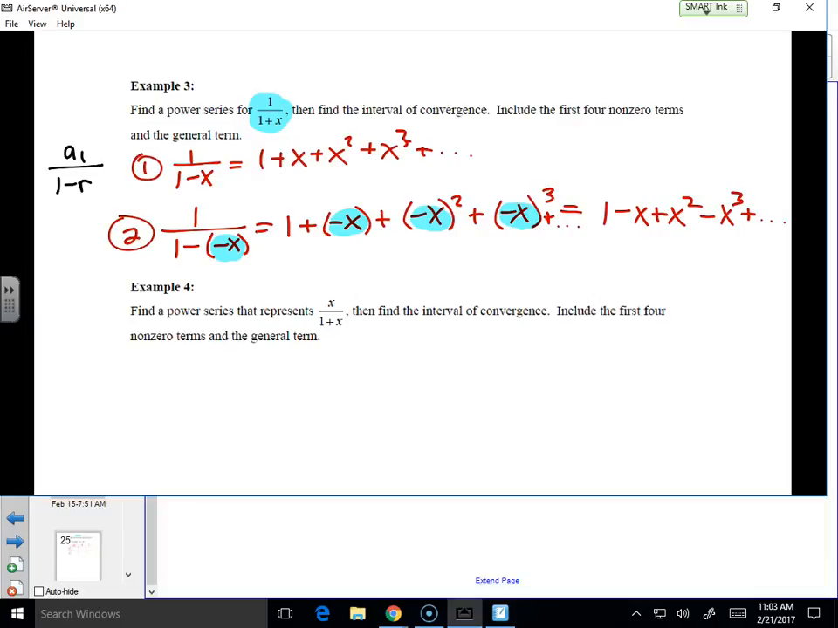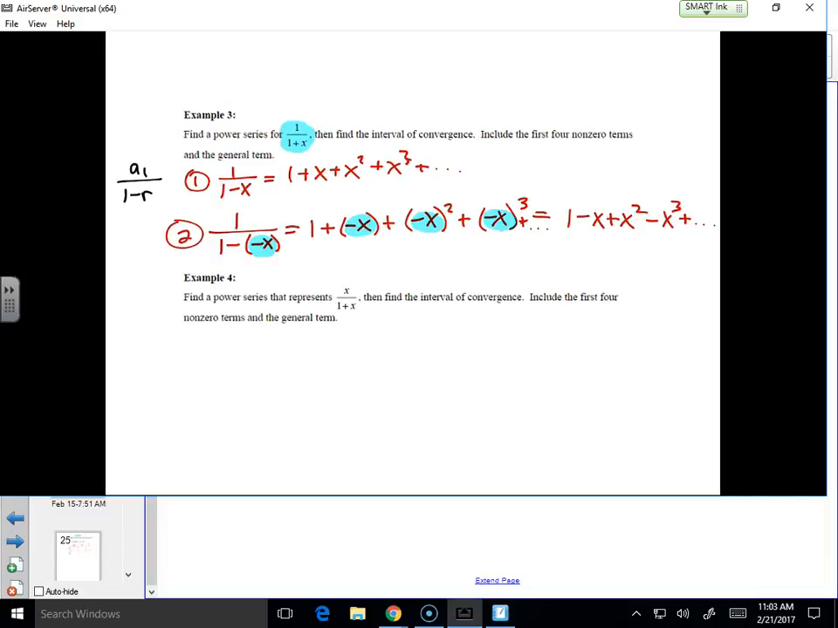Question, kiddos, in order to actually complete this example, what else do I need to put? Not plus C. It says include the first 4 non-zero terms and the general term. What's the general term? 1 over 1 plus x. That would be what the entire series equals, which is this guy, right? The nth term. What would the nth term be?